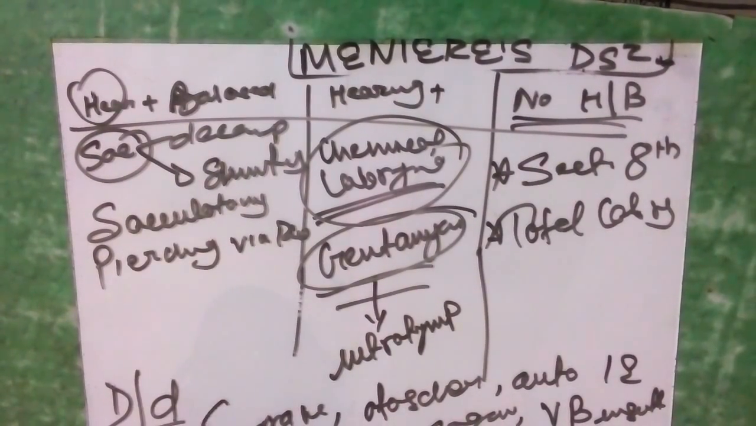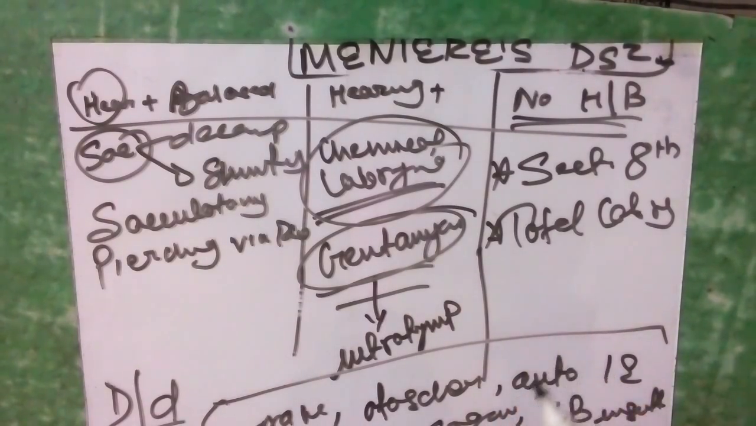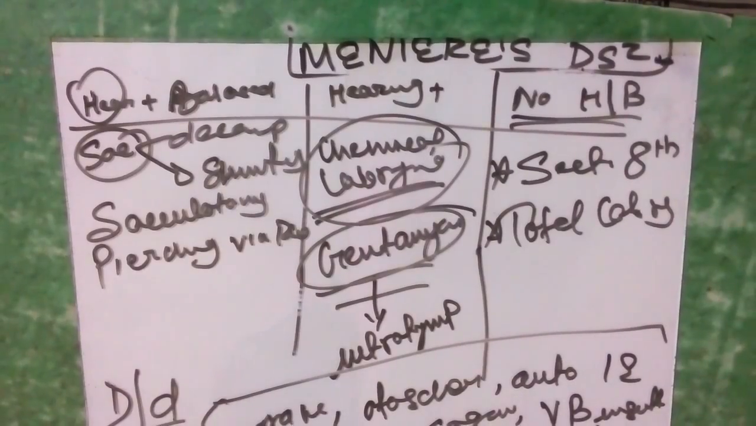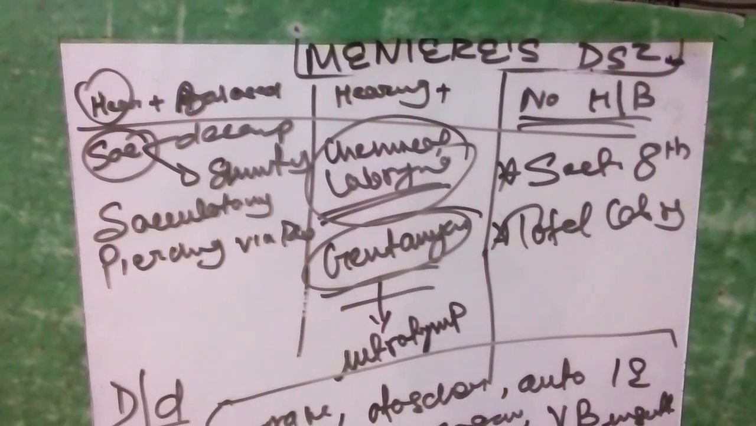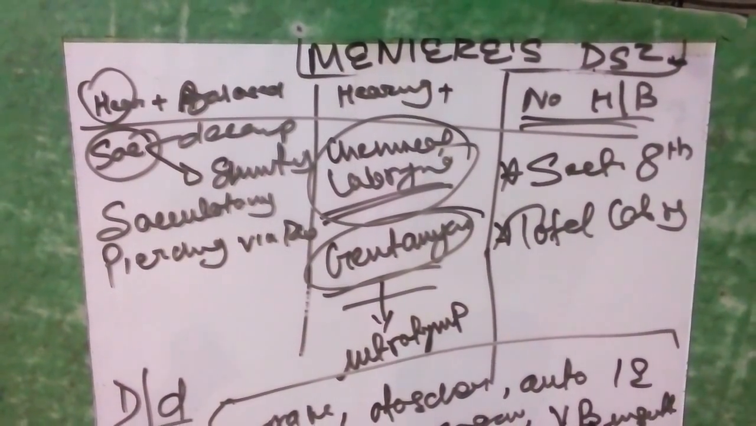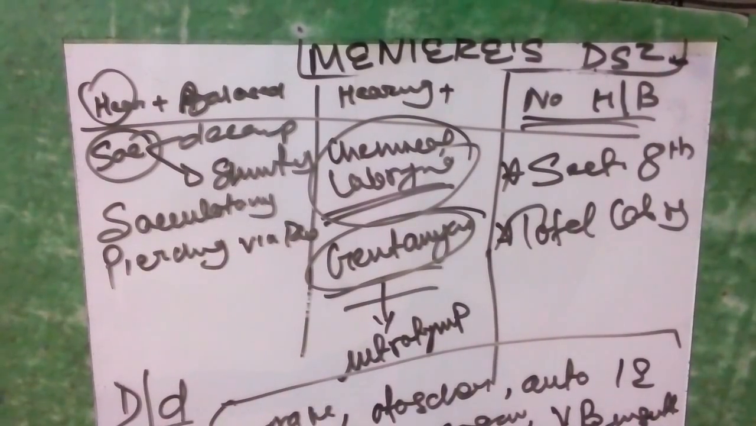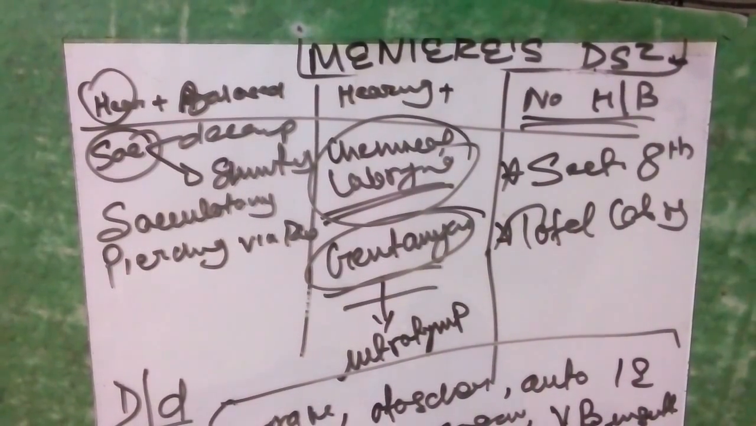So these are the differential diagnoses needed to be ruled out while treating or diagnosing Meniere's disease: migraine, basilar migraine, autoimmune inner ear disease, syphilis, Cogan, vestibular and basilar insufficiency, head trauma, and acoustic neuroma.